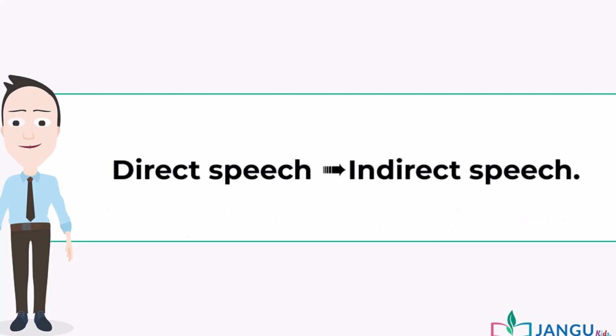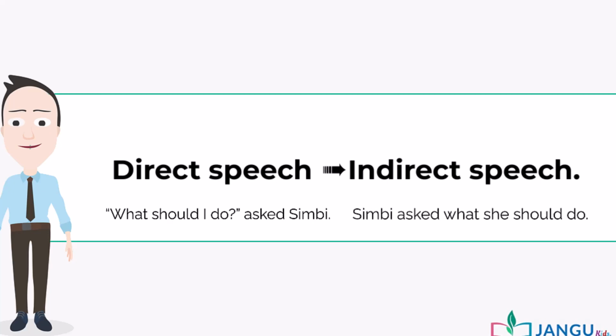4. For this direct speech, quote, "What should I do?" asked Simbi. The indirect speech version would be: Simbi asked what she should do.